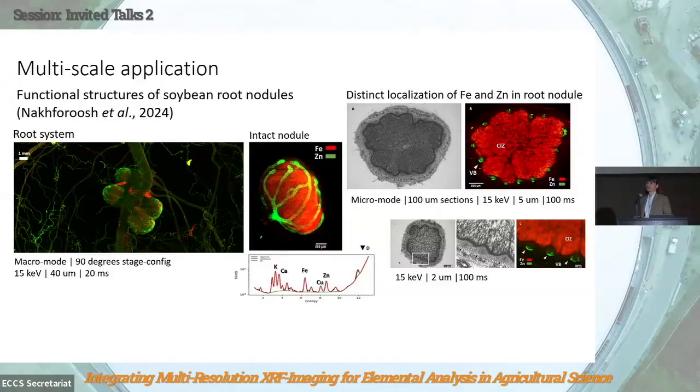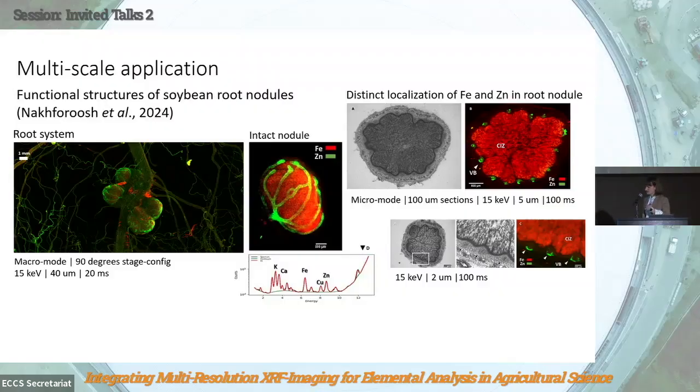So I would like to present a couple of projects that utilized the multi-scale XRF imaging approach for their studies. This particular study was interested in nitrogen uptake efficiency in the soybean root nodule. They scanned the whole root system in macro mode of the 90-degree stage configuration at 40 micron resolution. As you would imagine, these nodules are sensitive to desiccation, so the scan needed to be carried out pretty fast, at 20 millisecond dwell time.